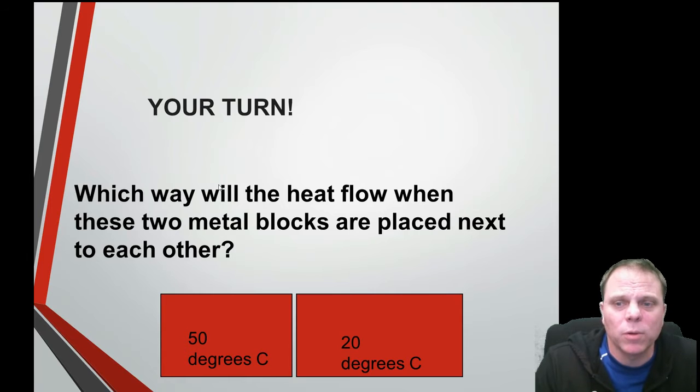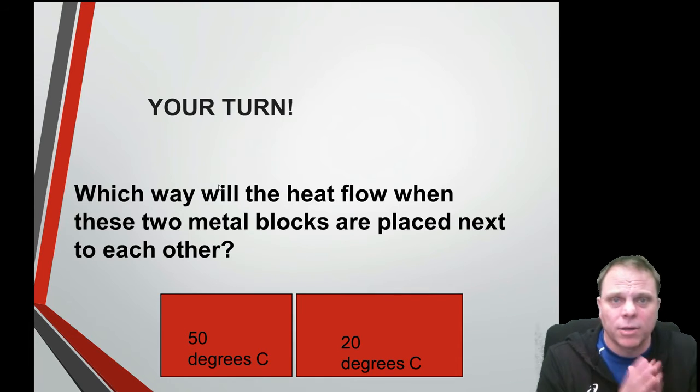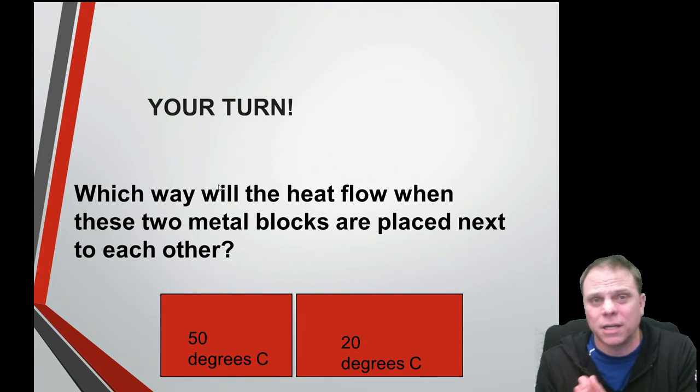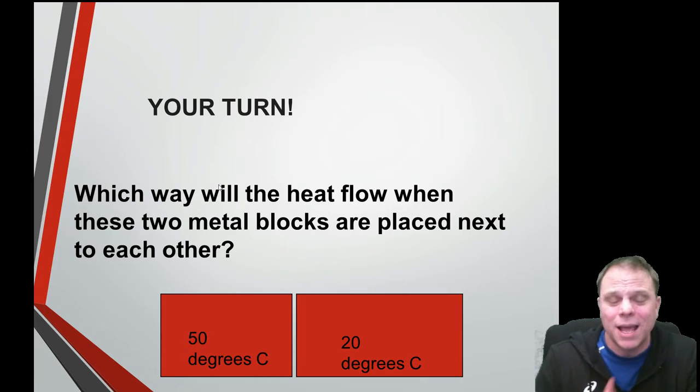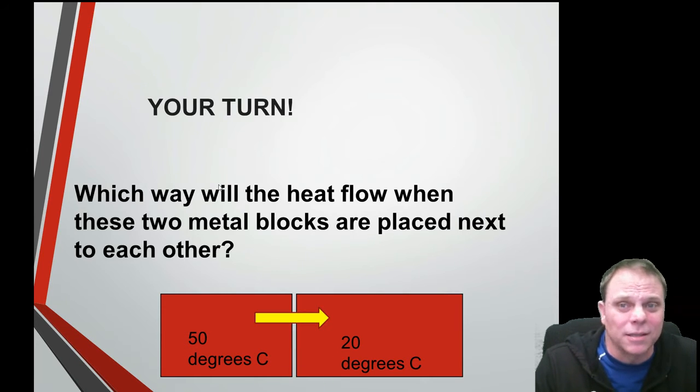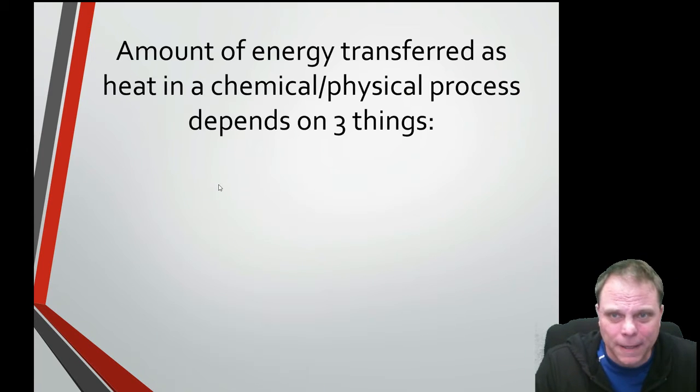All right, so which way will heat flow when these two metal blocks are placed next to each other? You've got a 50 degrees Celsius block and a 20 degrees Celsius block. So think about it, right? Heat always transfers from the higher temperature object to the lower temperature object. So it's going to go from the 50 degrees Celsius block to the 20 degrees Celsius block, okay?